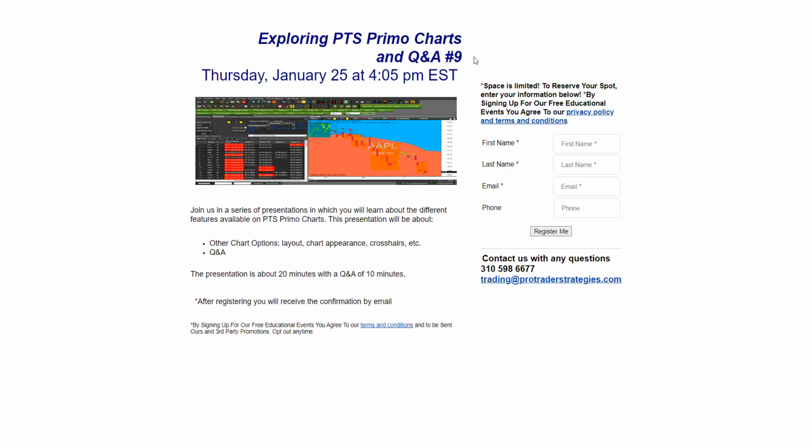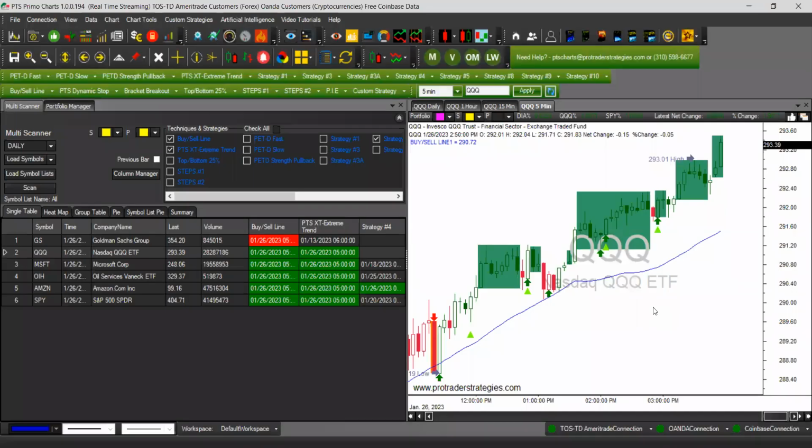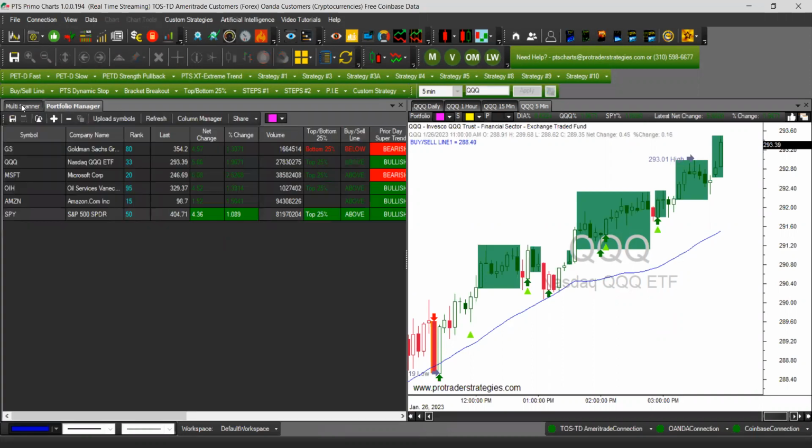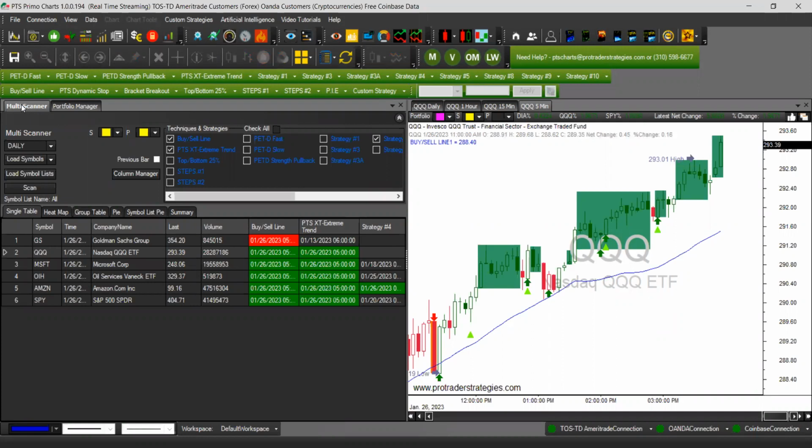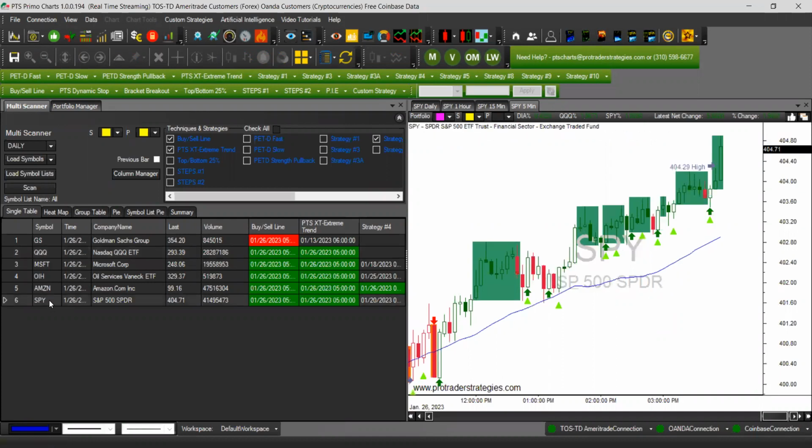So I'm going to start by sharing my charts, PTS Primo Charts. On the right-hand side, I have 4 charts open. It's the same symbol on different time frames. On the left-hand side, I have the multi-scanner with my symbols and a portfolio manager. The connectors are connected in a way that if I change the symbol on my scanner, only the name of the symbol will change on the chart and the time frames will remain as they are.